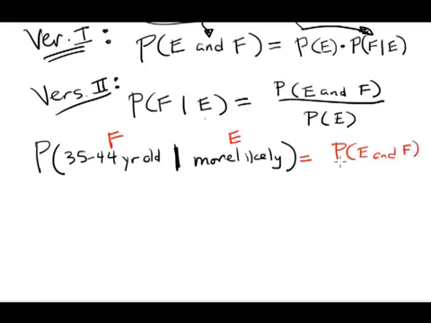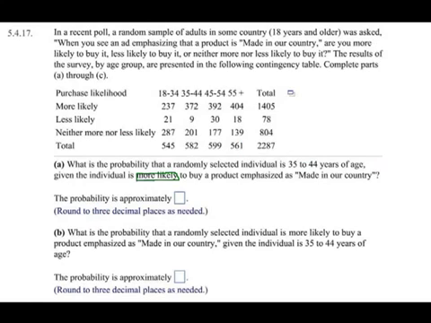We're going to divide that by the probability of E. Here's what I mean. What is the probability of E and F? What's the probability that we have a person who is more likely to buy locally and is between the ages of 35 and 44? That's what my numerator is going to be, an E and an F. The 35 to 44-year-olds are in this column right here, and more likely is in this row right here.